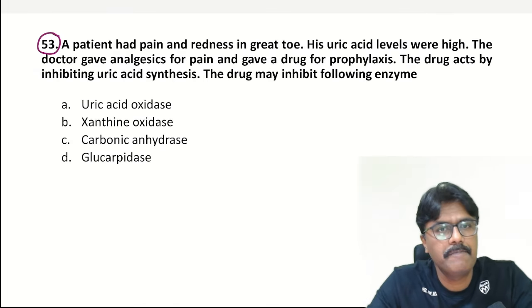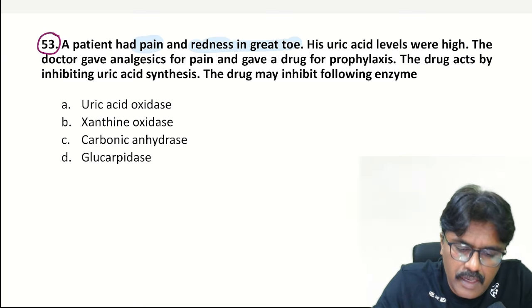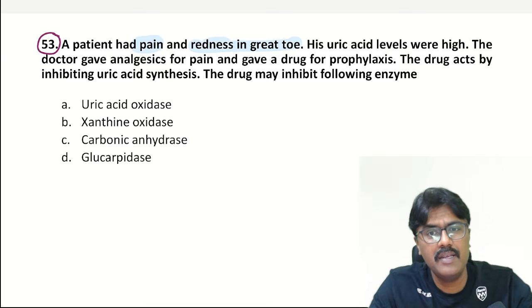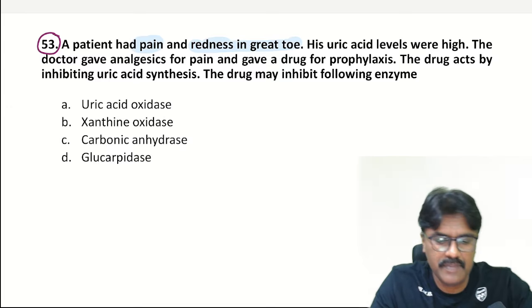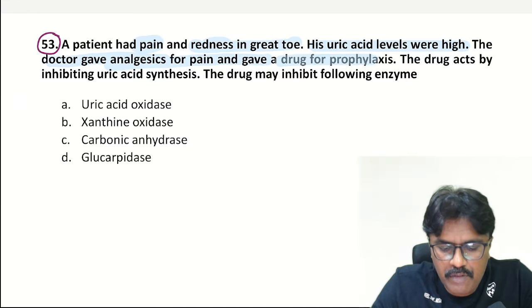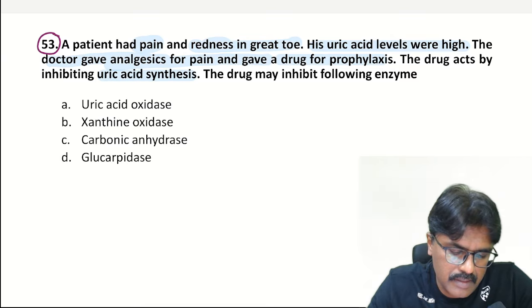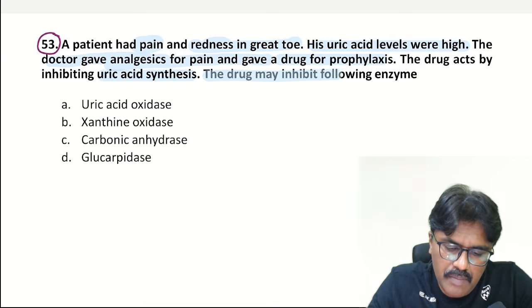Question number 53. A patient had pain and redness in grade 2. So whenever they give pain and redness in grade 2, go for gout. His uric acid levels were high. The doctor gave painkiller, analgesic for pain, and drug for prophylaxis. The drug acts by inhibiting uric acid synthesis. The drug may inhibit following enzyme.